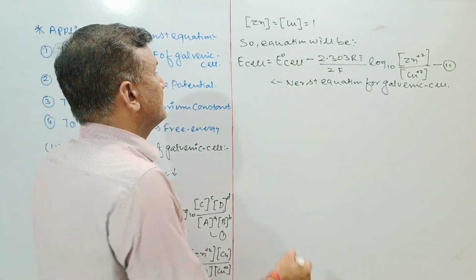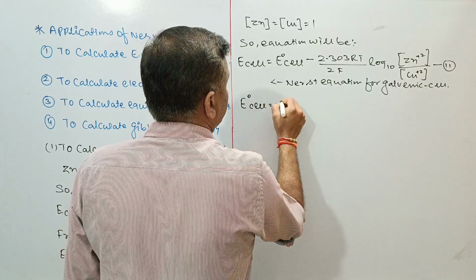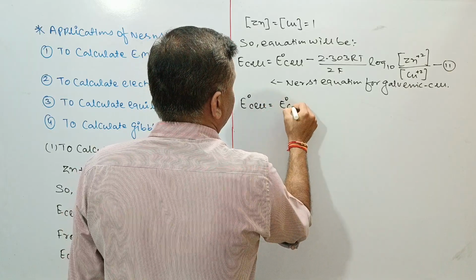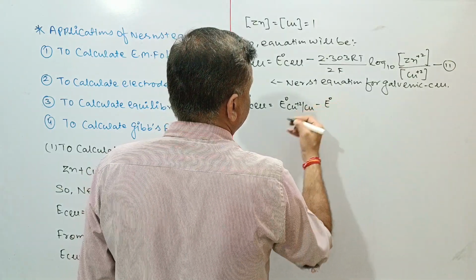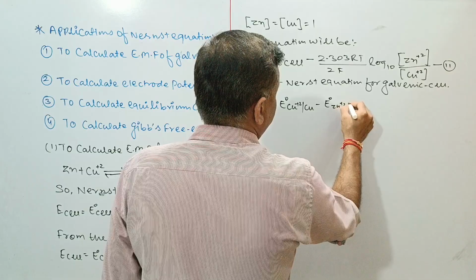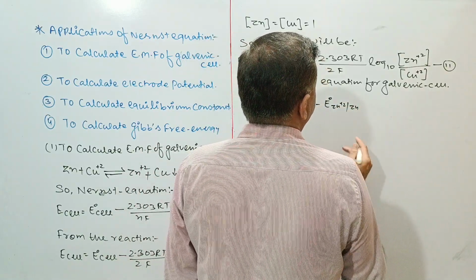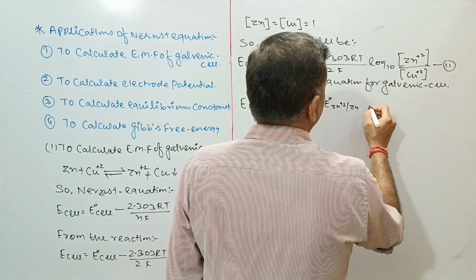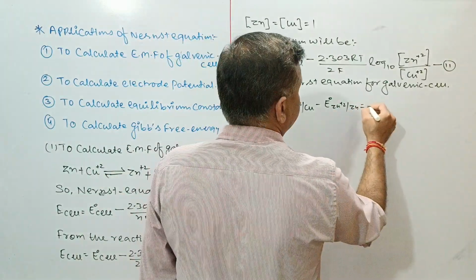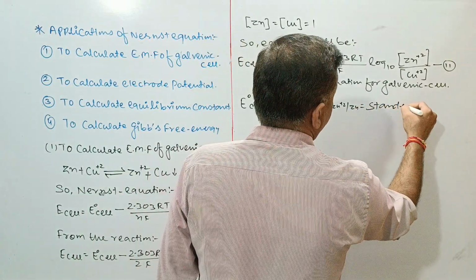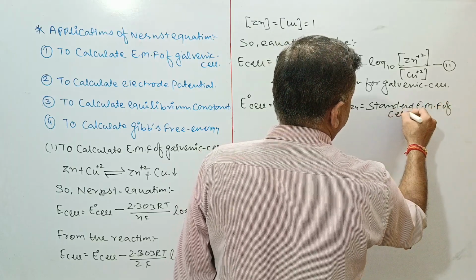If we keep the value, then E naught of cell will be E naught of cathode, Cu plus 2 oblique Cu, minus E naught of the anode, Zn plus 2 oblique Zn. And this is your E naught of cell, the standard EMF of the cell.